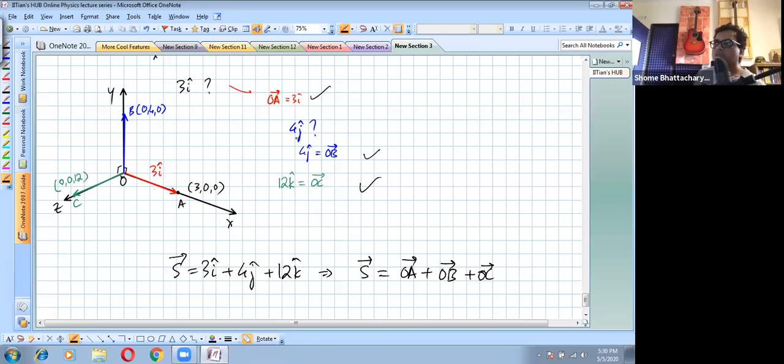Whether you understood why 3 i cap is this vector. It is the vector joining the origin with this point A, which is 3, 0, 0. So it's 3 units along the x-axis. Similarly, this is 4 units along the y-axis. I will come to your messages, just give me a moment. And similarly, this along the z-axis. Each of these vectors is this.